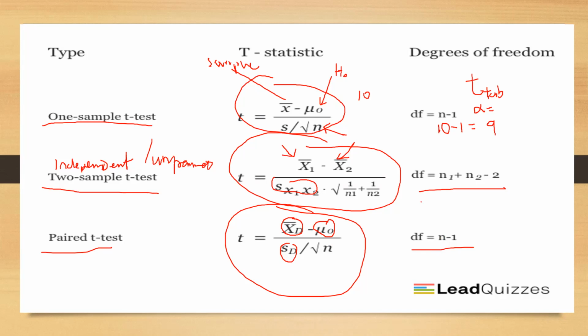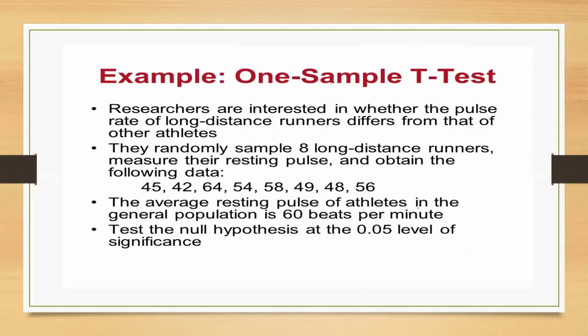This is a question on one sample test. The researchers are interested in whether the pulse rate of long distance runners differs from that of other athletes. They randomly sample 8 long distance runners, measure their resting pulse, and obtain the following data. Now, the average resting pulse of athletes in the general population is 60 beats per minute. Now, what is that 60 beats per minute? What does it connote? Can somebody help me?